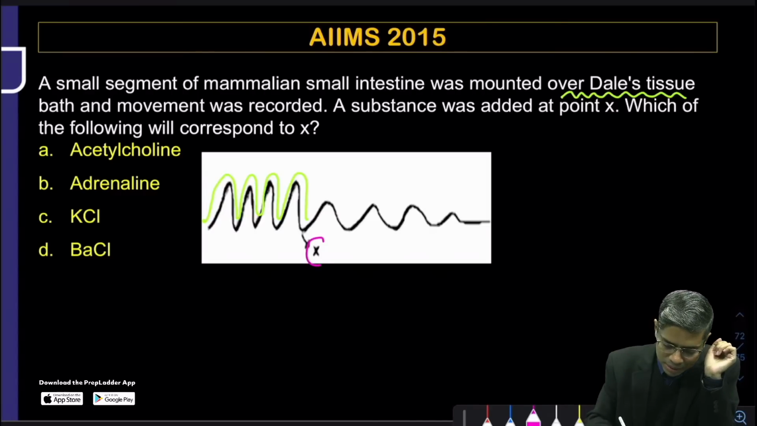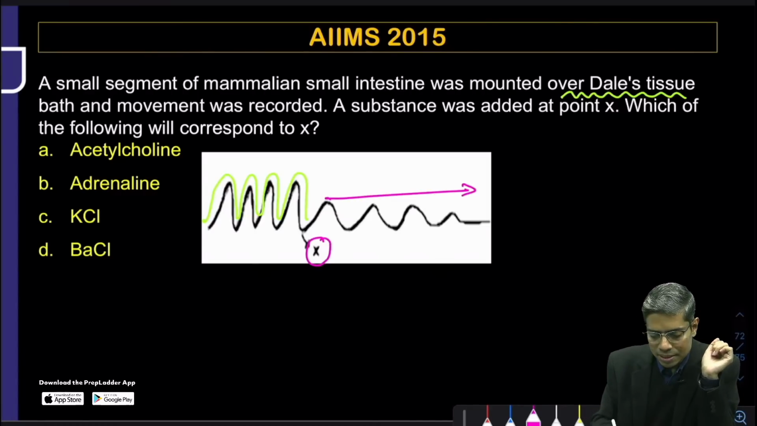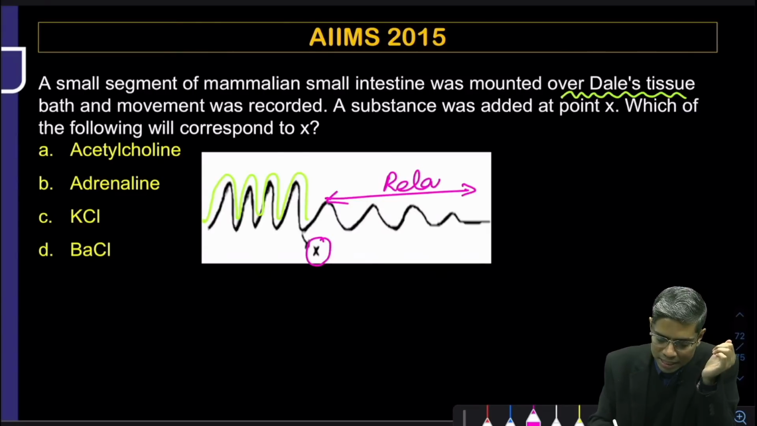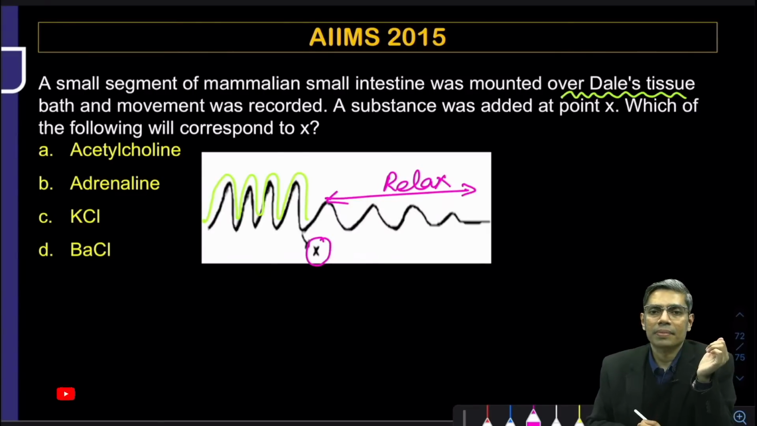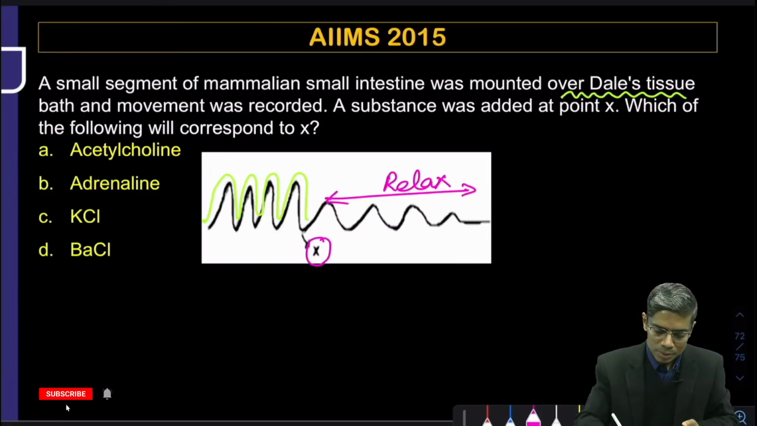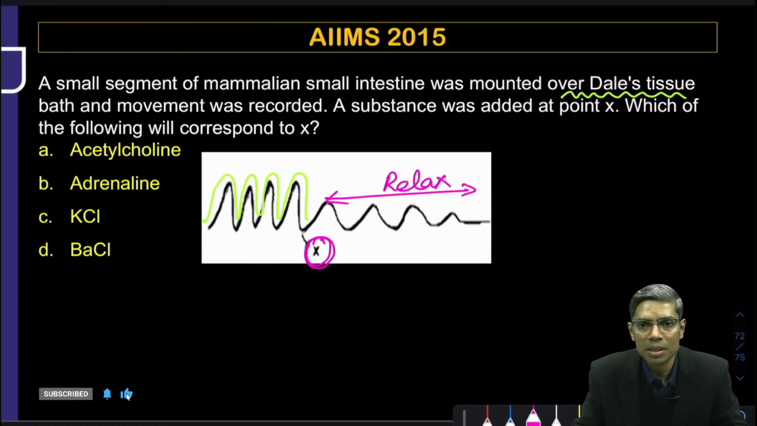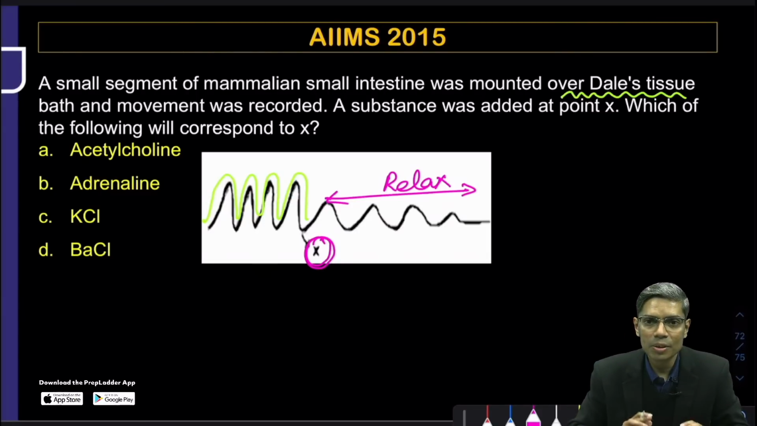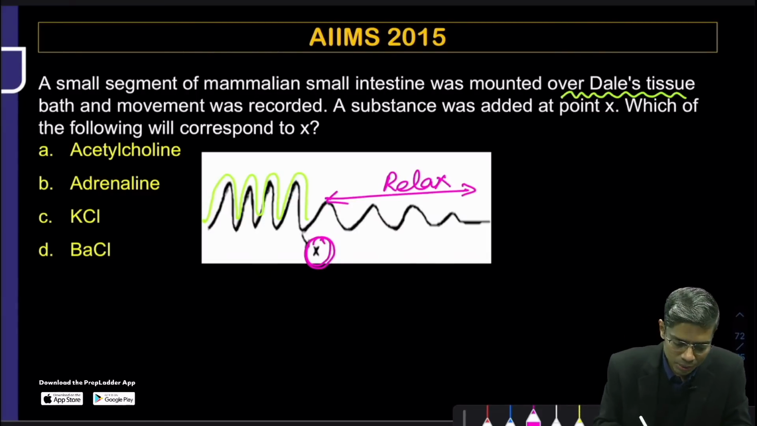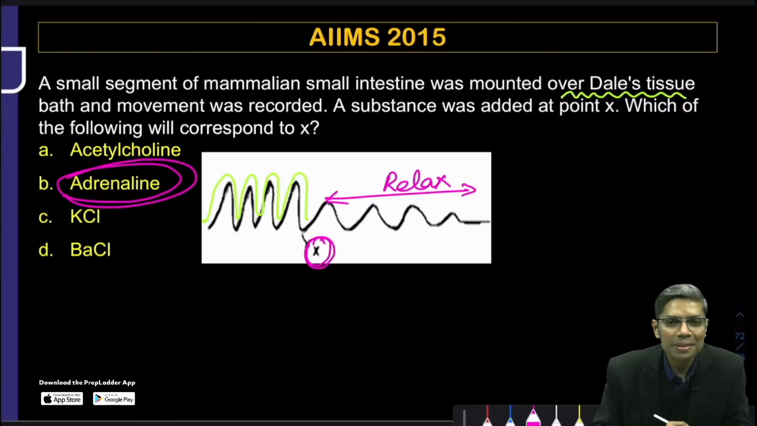Suddenly, you have given this drug X, there is decrease in contraction and relaxation. Okay. That means the GIT is getting relaxed, or you can say because of the presence of this X, there is decrease in height of contraction of the GI smooth muscle. So again the same question, which of these following agents causes relaxation of the GIT? Your answer is adrenaline, right.